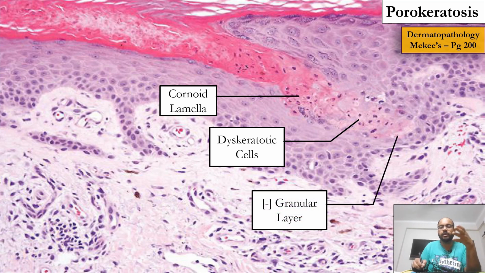We can see that the granular layer is absent. You can easily appreciate granular layer here, a little bit here, but mostly over the initial part, but it is not at all present just at the base of cornoid lamella.